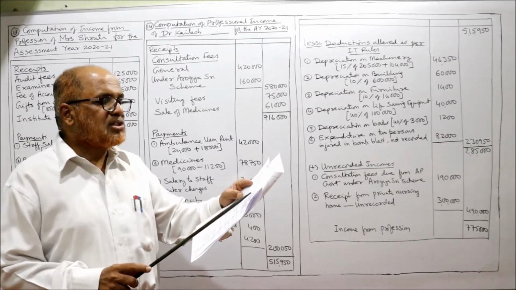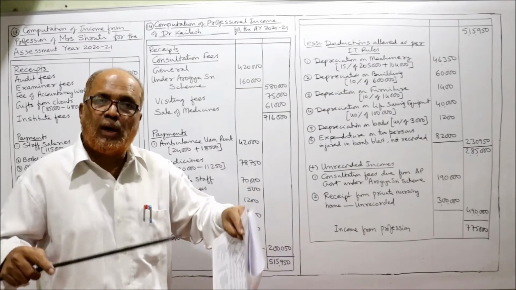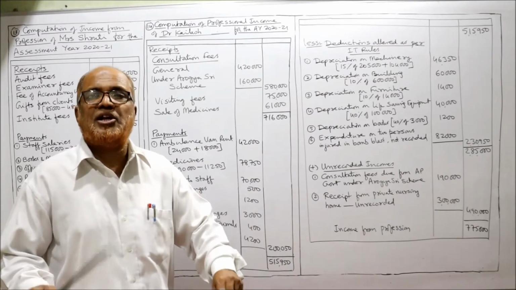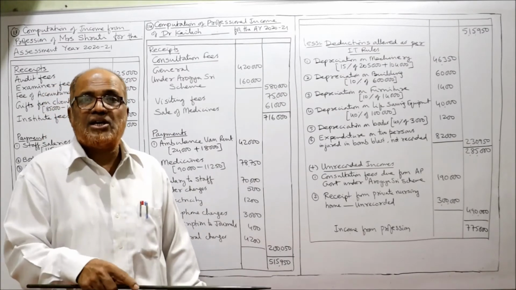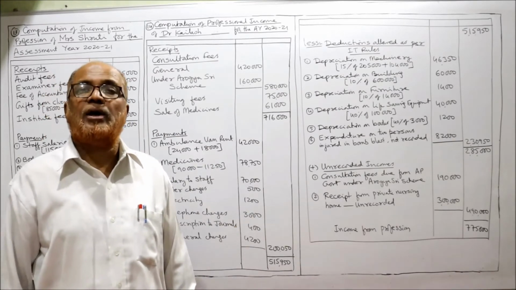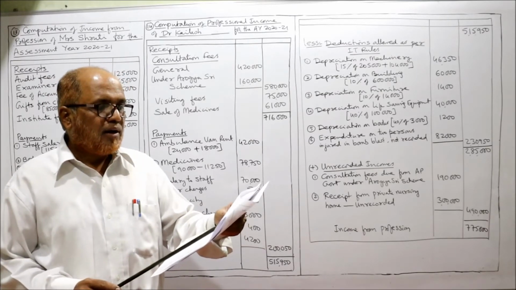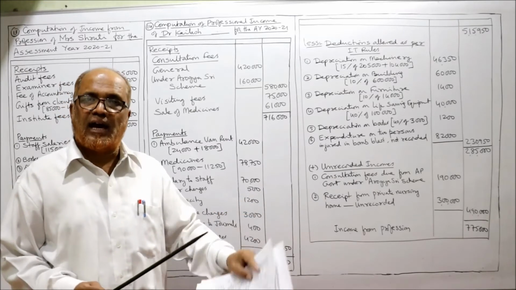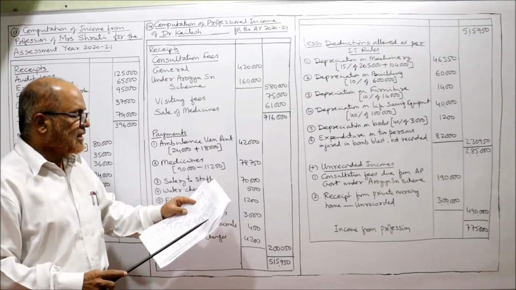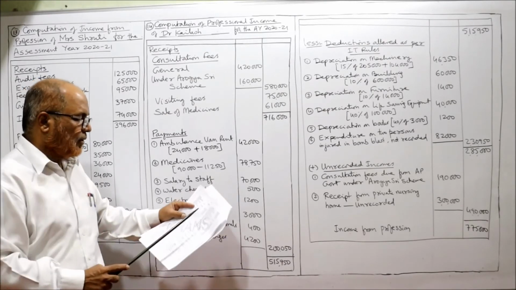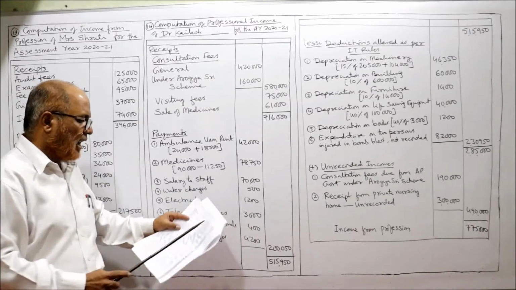Next one, purchase of life-saving equipment. Life-saving equipment is also machinery. It's a capital expenditure, not allowed as deduction here. But depreciation on this life-saving equipment is allowed at the rate of 40%. Next one is water charges 500, it is allowed. Next, electricity 1,200 allowed. Next comes telephone charges 3,000, allowed.